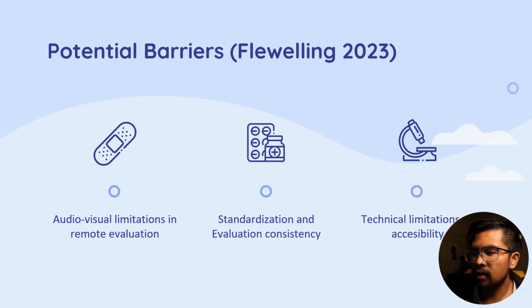The second thing is standardization and evaluation consistency. I think it would be good to incorporate Flowelling's tool. I haven't said this yet, but the article itself was evaluating the validity of a tool that could be used to evaluate students who are going inside, who are doing a scenario. And standardizing that should help because there's still a lot of subjectivity that goes on in evaluating how well a student went through a scenario.